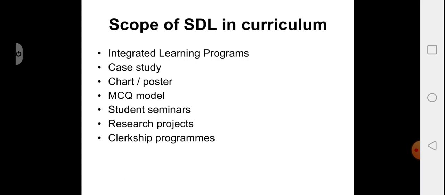And then clerkship programs are of a little higher level. So you're put on rotations in various medical specialities, where you try to treat the patient, or you treat the patient under the supervision of the seniors.